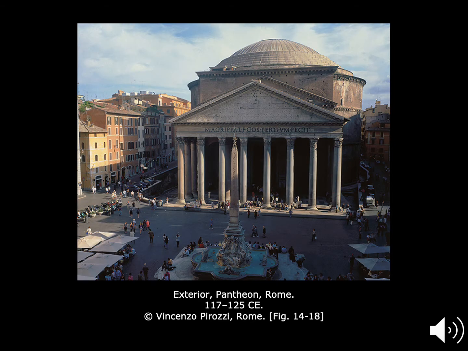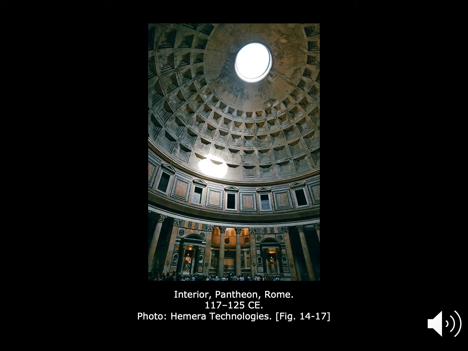Romans also perfected the dome, as demonstrated in the Pantheon. The poured concrete is over 20 feet thick where the dome meets the walls. The oculus at the top of the dome is the building's source of illumination. Roman interior architecture came to inspire later Christian churches.